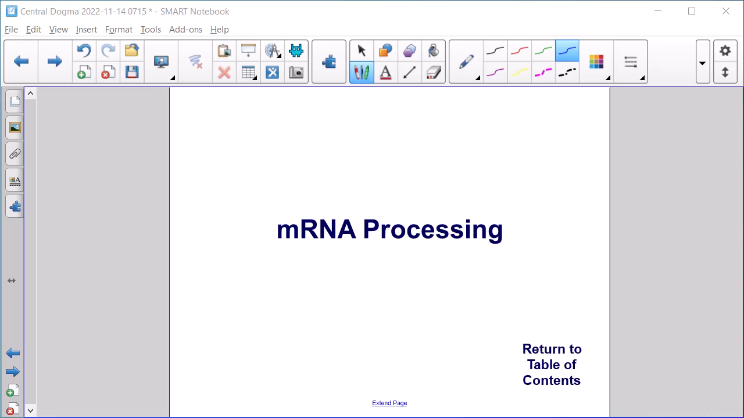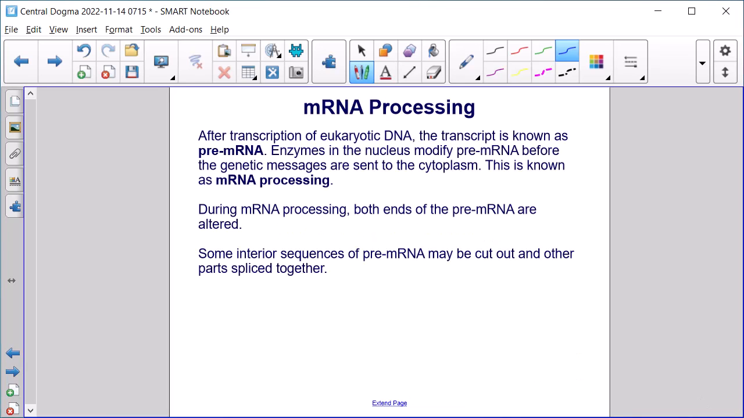mRNA processing. After transcription of eukaryotic DNA, the transcript is known as pre-mRNA. Enzymes in the nucleus modify pre-mRNA before the genetic messages are sent to the cytoplasm. This is known as mRNA processing. During mRNA processing, both ends of the pre-mRNA are altered. Some interior sequences of pre-mRNA may be cut out and other parts spliced together.